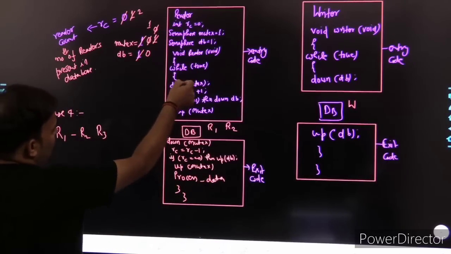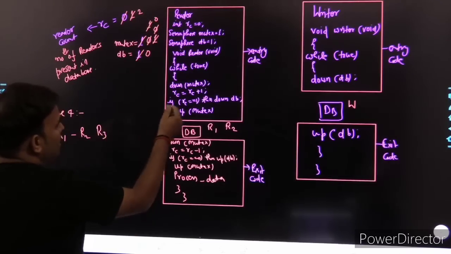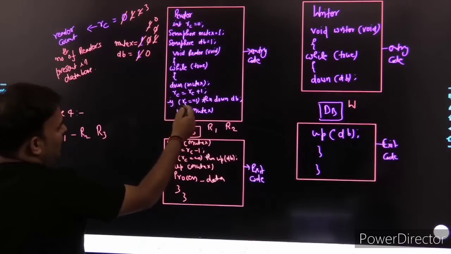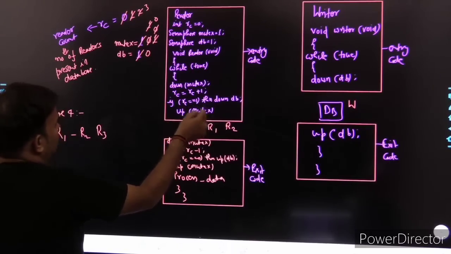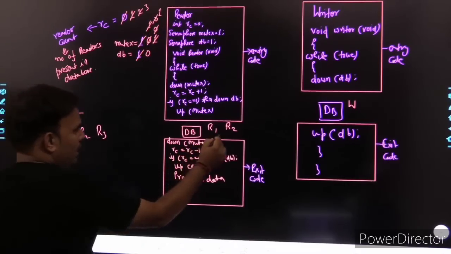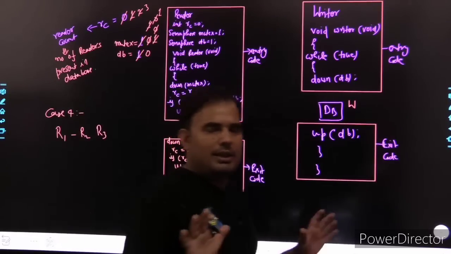Now it will execute down of mutex again, 1 to 0. RC equal to RC plus 1, it will become 3. If RC equal to 1, then only we need to perform the down operation, otherwise we perform up of mutex. So it goes from 0 to 1 again. Then R3 will also be able to read the database at the same time. So many readers can be present in the database at the same time.